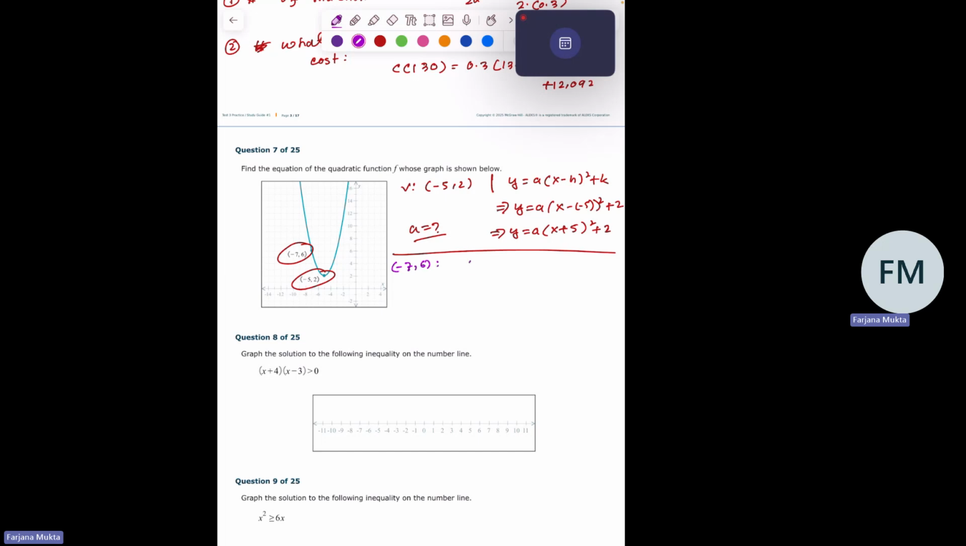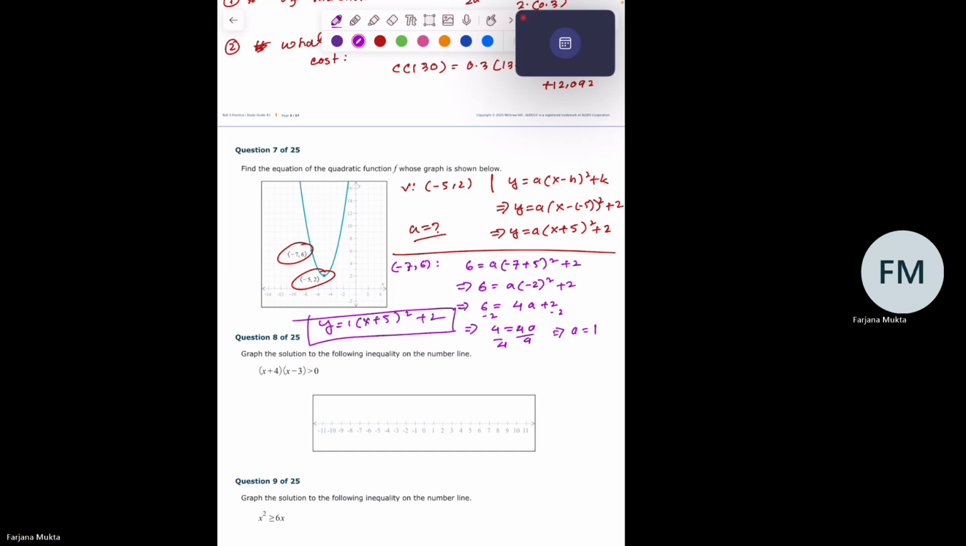That means the y value is 6 and the x value is -7. So we get 6 equals a times (-2) squared plus 2. So 6 equals, since -2 squared is 4, 4a plus 2. Let's subtract 2 from both sides. So we get 4 equals 4a. Divide both sides by 4, and we get a equals 1. So our final equation is y equals, with a being 1, (x plus 5) squared plus 2. That's it.